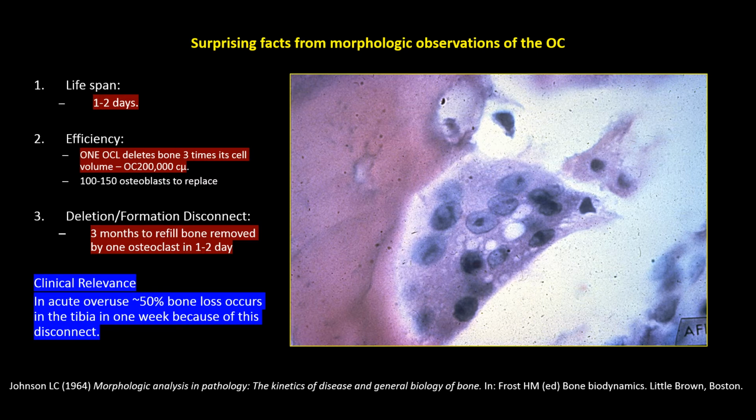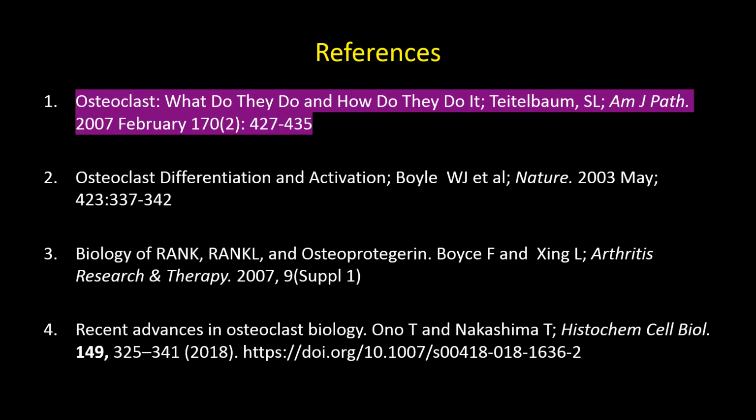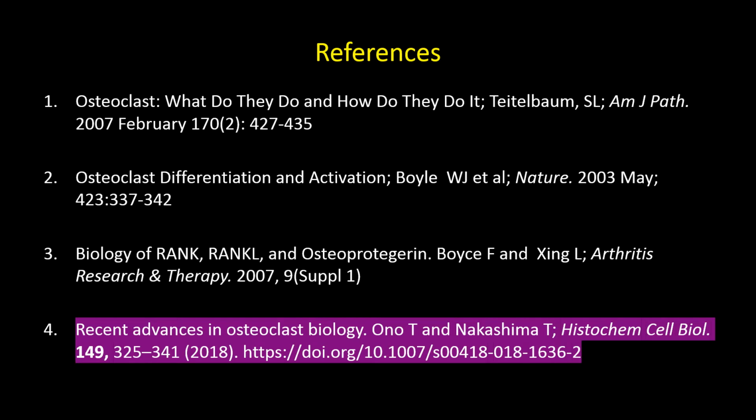Clinical examples include acute overuse, acute infection, and rapidly growing tumors. These are the key references. Teitelbaum's paper will be discussed at length subsequently. The last reference, a complete overview of the advances in osteoclast biology, prompted this update to our original video on the osteoclast.